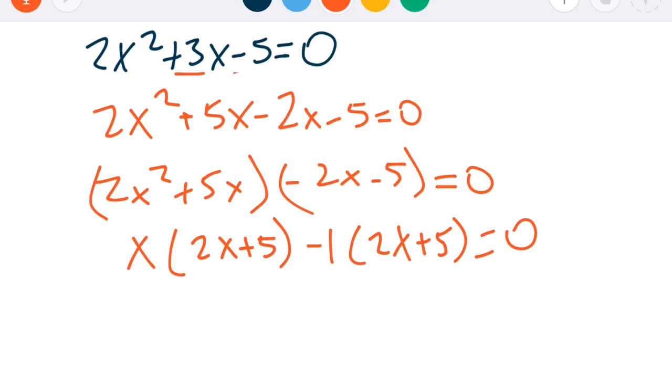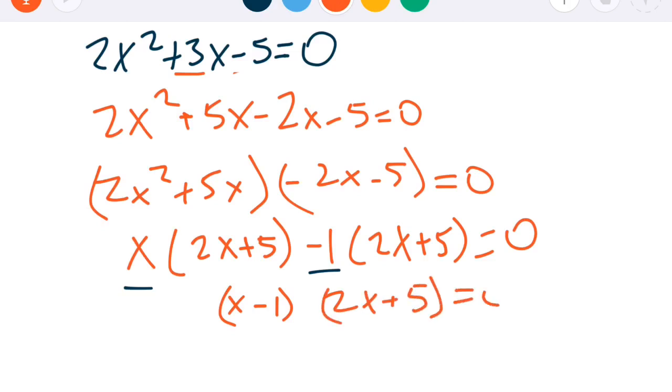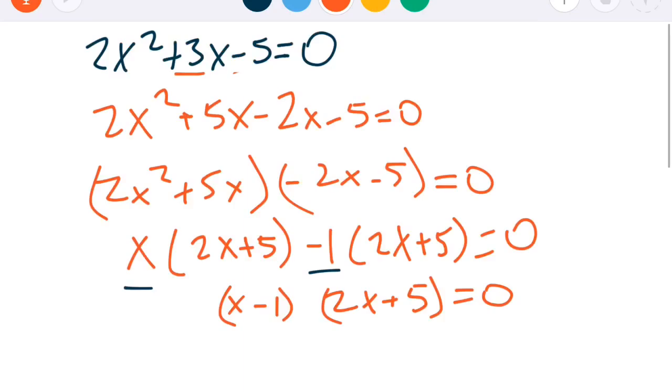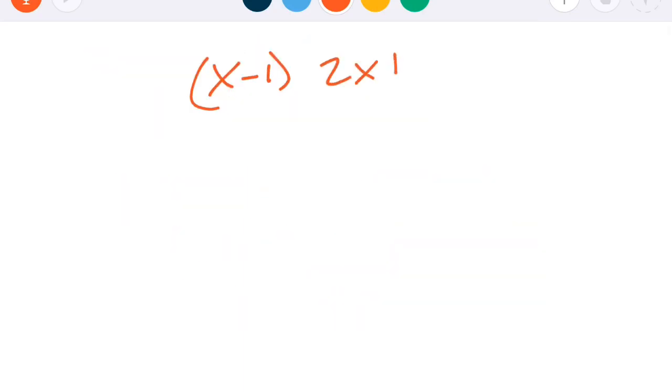So now our last step, remember, we're going to take the stuff that's in front of the parentheses. That's going to give us our first binomial. And then what's shared, the 2x plus 5, that's going to be our second. And then taking it one step further to get our answers, we just need to set these both equal to 0. I'm going to move on to the next page so I have room. It was x minus 1 and 2x plus 5.